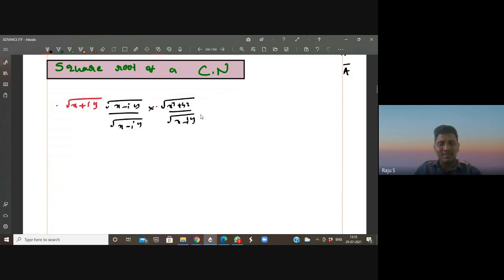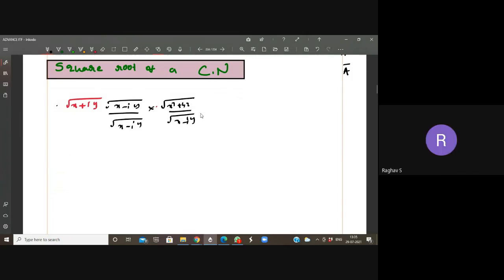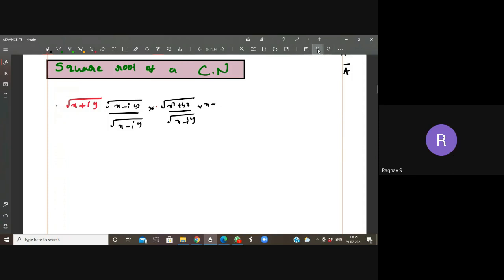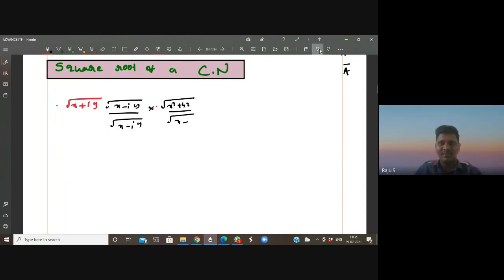Again, is it in standard form? No. Again we have to rationalize with x plus iota y, and we are going to get the same complex number again. So what shall we do here? In this case it is simple. There is a formula, and there is a proof also. You have to remember the formula in terms of x, y.